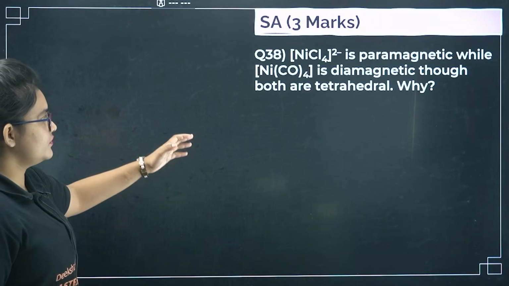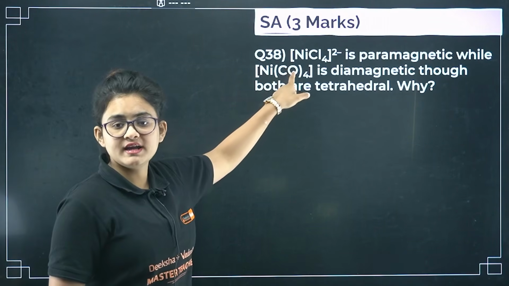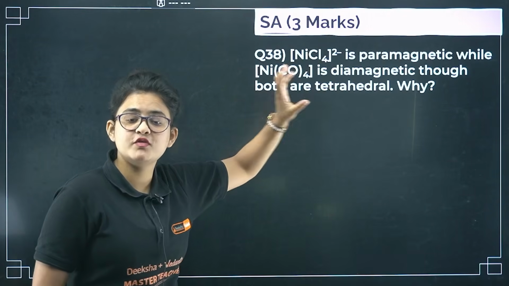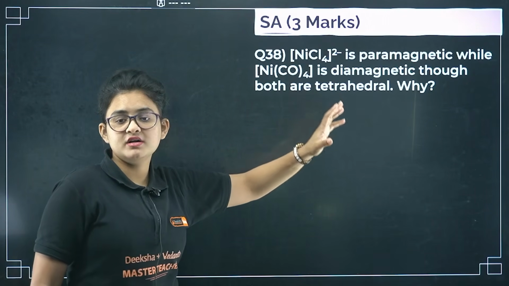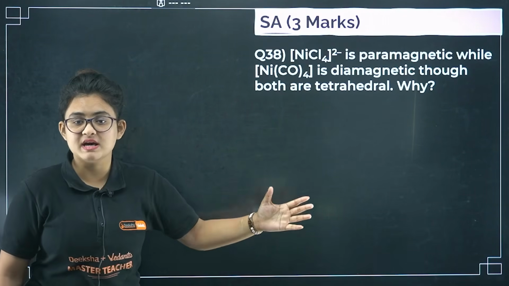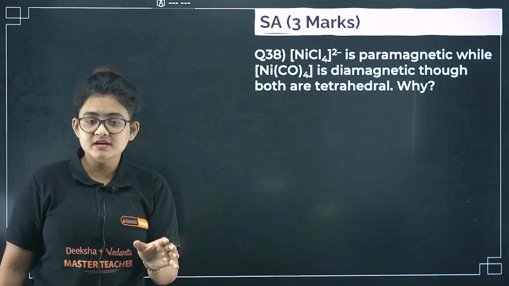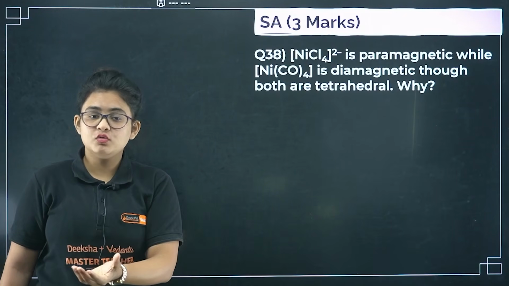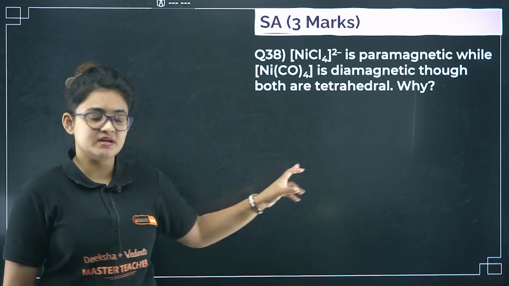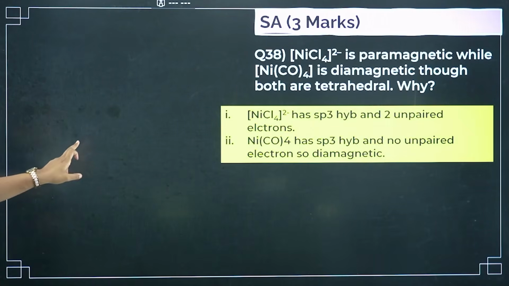Again the same type of question. This is a strong field ligand, this is a weak field ligand. A strong field ligand will force pair, right? And you will not get any unpaired electron, hence diamagnetic. Cl is a weak field ligand, unpaired electrons will be there, no forced pairing, right? Hence paramagnetic. Okay, let's proceed.